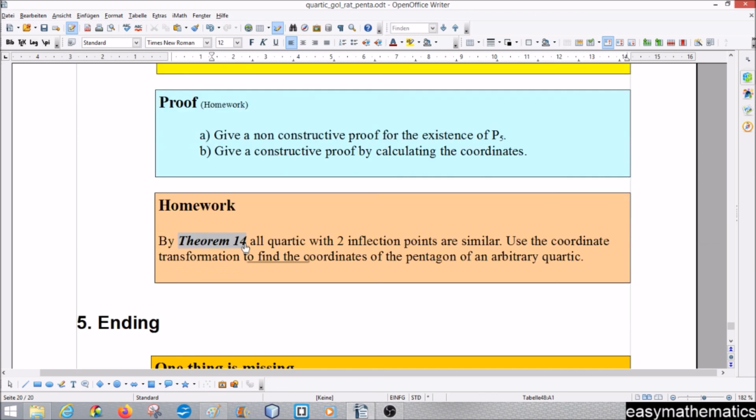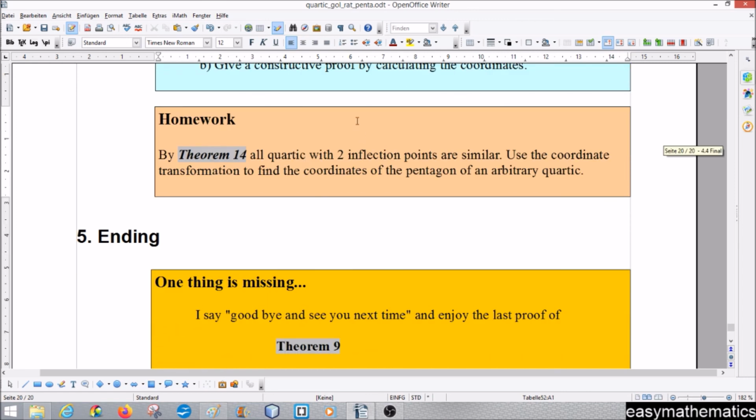And another homework before we end: by Theorem 14, all quartics with 2 inflection points are similar. Use the coordinate transformation to find the coordinates of the pentagon of an arbitrary quartic with 2 inflection points.